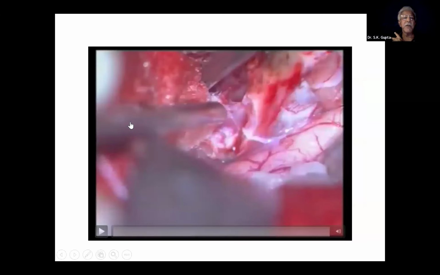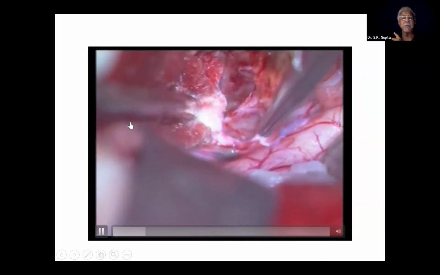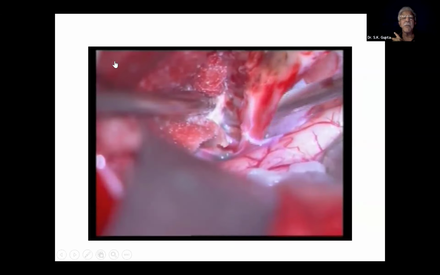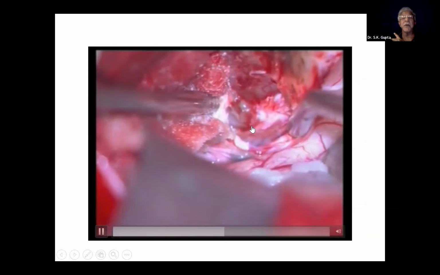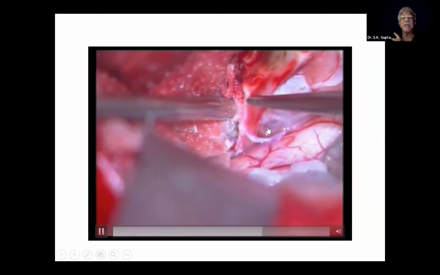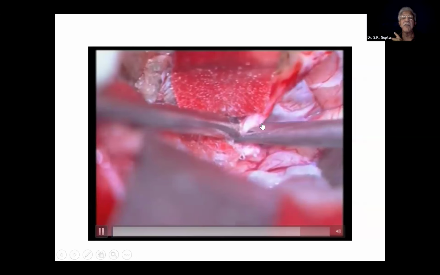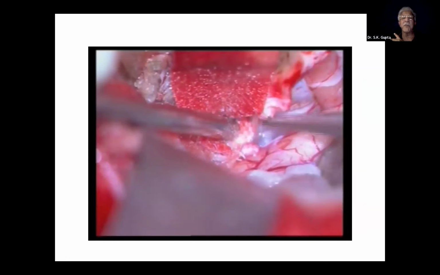So this is another short video showing the cutting of the tentorium. You should see I cut the tentorium always from lateral to medial, because sometimes the fourth nerve is hidden under the edge of the tentorium, and if you cut from medial to lateral, it can be damaged. So this is the fourth nerve seen here. So cut from lateral to medial.